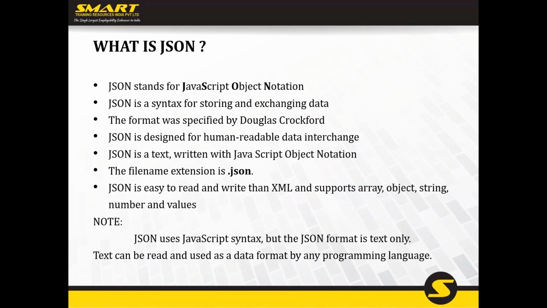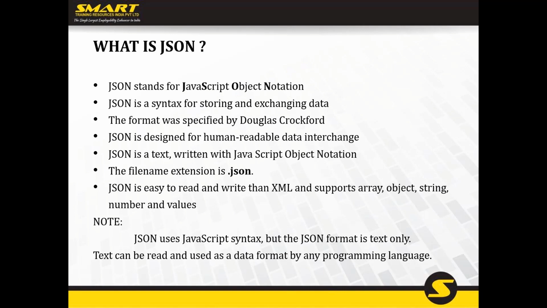Now we will look at what is JSON. So JSON stands for JavaScript Object Notation, and it is a syntax for storing and exchanging data. The format was first specified by Douglas Crockford. JSON is designed for human readable data interchange, and JSON is text. It is written with JavaScript Object Notation and it has a file extension of .json.